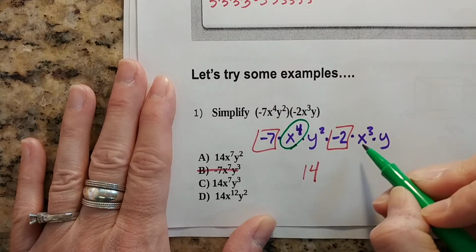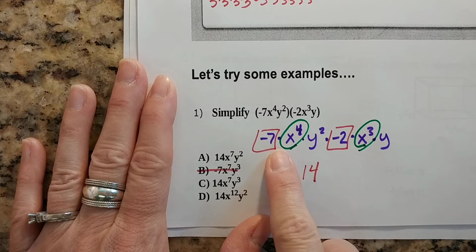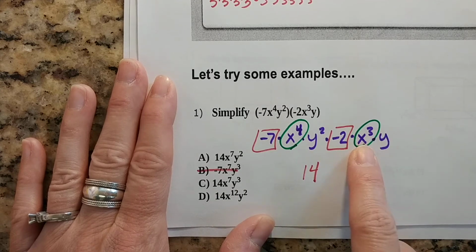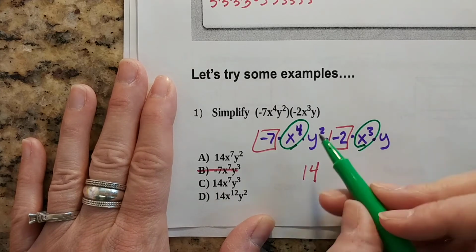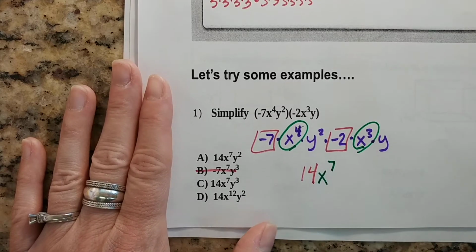We have x to the 4th power times x to the 3rd power. Remember, this is x times x times x times x times x times x times x. How many are there? Well, of course, 7. Remember, you can just add the exponents. So this would be x to the 7th power.